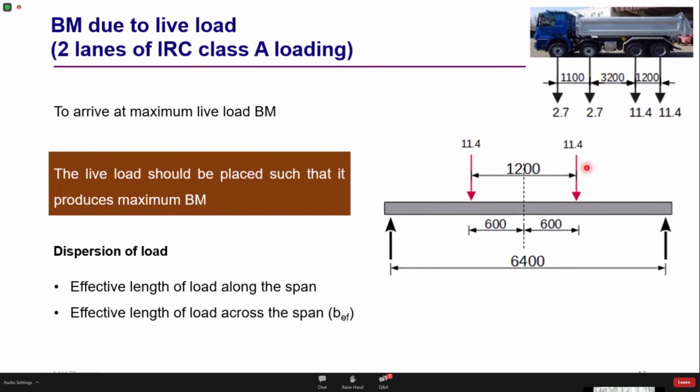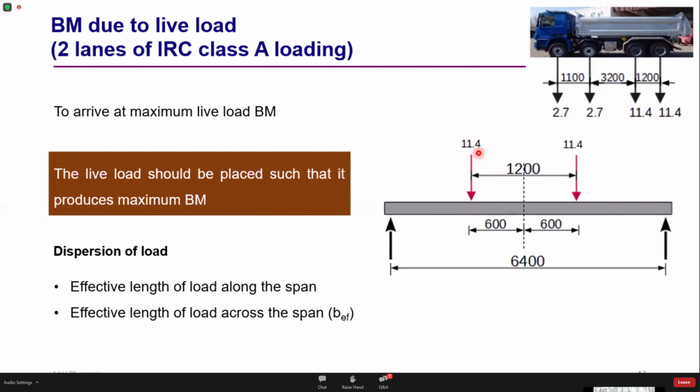But please remember that this is going to be a 2-lane bridge. It means that there are 2 axles of 11.4 tons on this side, plus there are other 2 axles just behind these 2 axles. So in all, I'll be having a total of 4 concentrated loads of 11.4 tons. To arrive at the maximum bending moment, the live load should be placed such that it produces the maximum moment. Obviously, we are going to place these live loads symmetrically about the centroidal axis.